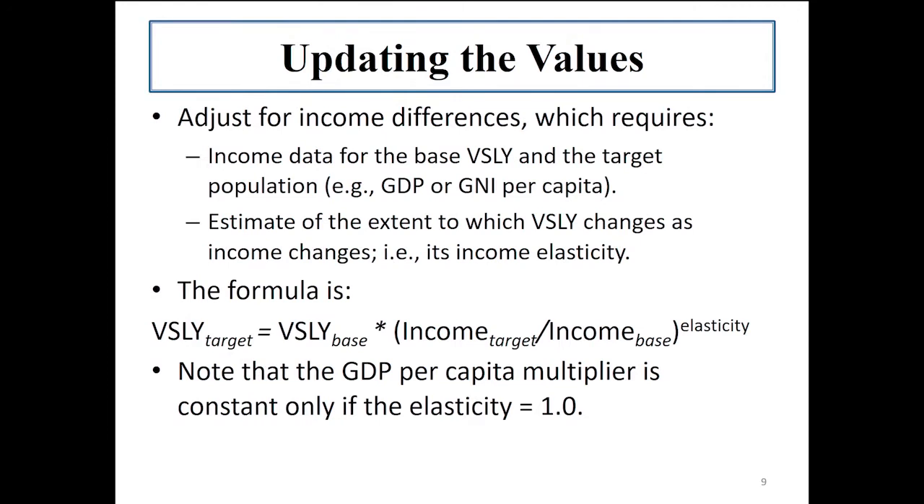We then adjust for income. We need income estimates for both the population from which we're taking the VSL and the population to which we're applying it. We usually use GDP or GNI because they're so commonly available. The other thing, though, that we need is an estimate of the extent to which the VSL is likely to change as your income changes.